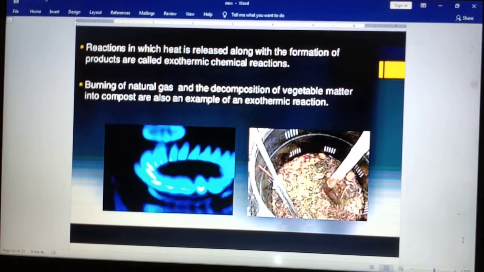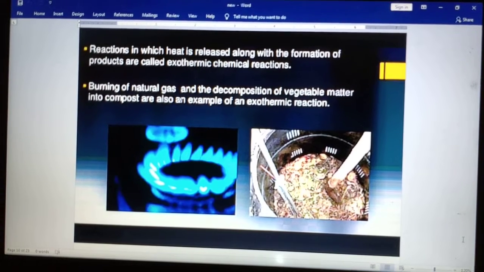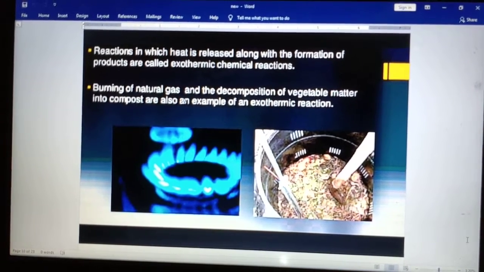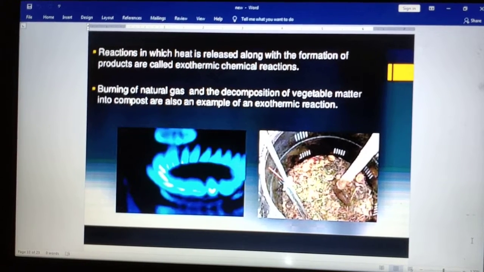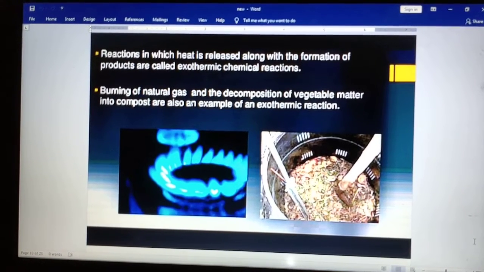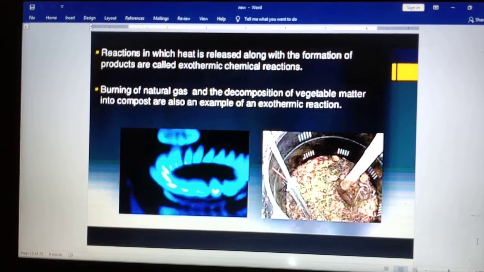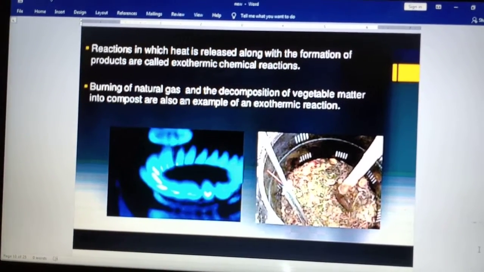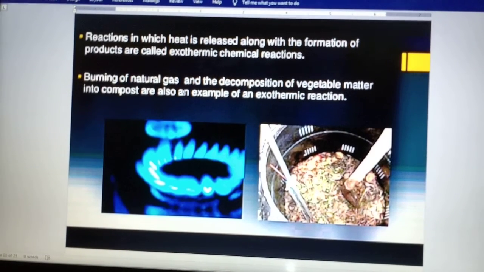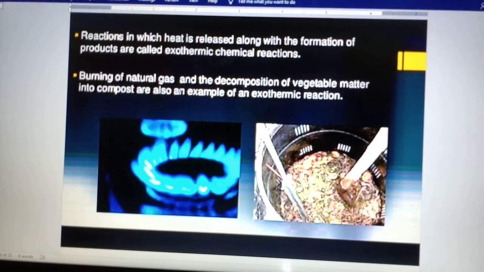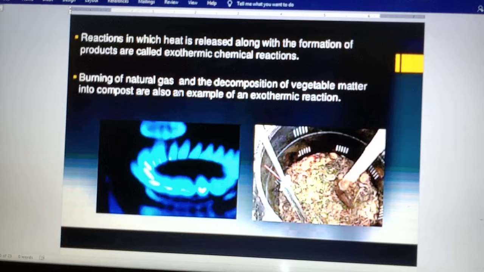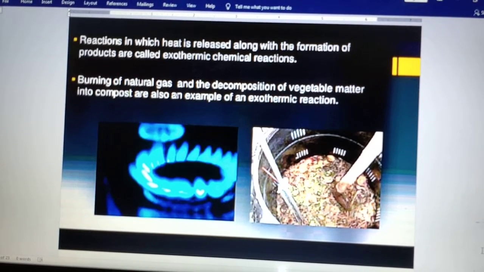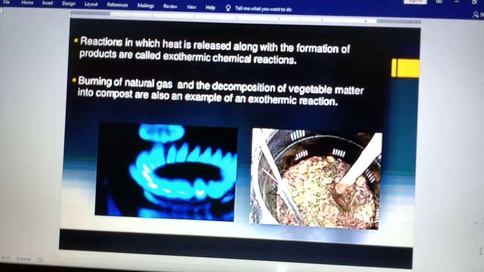Our next topic is exothermic reaction. Many chemical reactions release energy in the form of heat, light or sound. These are exothermic reactions. Reactions in which heat is released along with the formation of products are called exothermic chemical reactions. Do you know that respiration is an exothermic process?